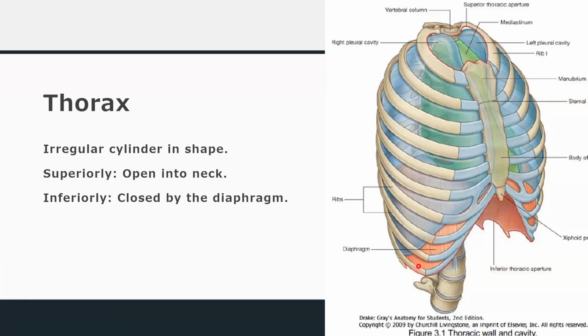If you take the inferior end, the lower end, it is covered by a muscle called the diaphragm. This is the diaphragm. You can see the lower end is covered by the diaphragm, but there are a few openings through it, and some structures pass from the thorax to the abdomen through those openings.